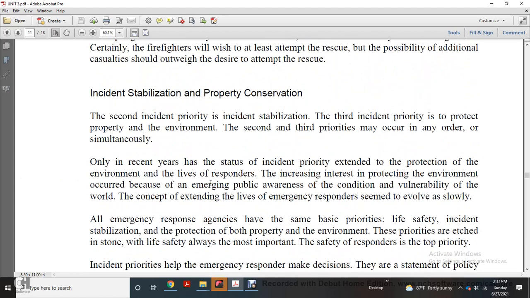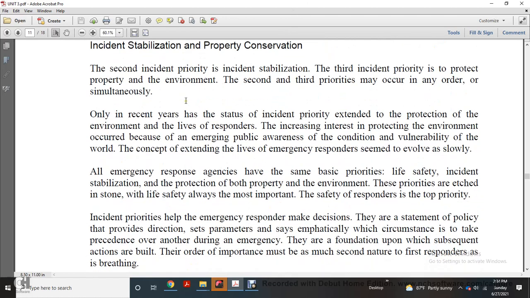Incident command priorities: incident stabilization and property conservation. Second, the incident priority is incident stabilization. Third, the incident priority is to protect property and the environment. The second and third priorities may occur in any order and simultaneously. Only in recent years has the incident priority been extended to include protection of the environment. The increase of interest in protecting the environment occurred because of the emerging public awareness of the condition and vulnerability of the world. Consequently, the extension of the priorities of emergency response seems to evolve slowly.